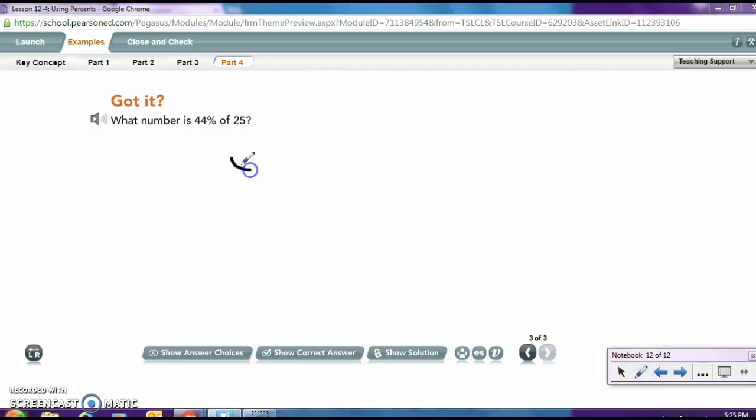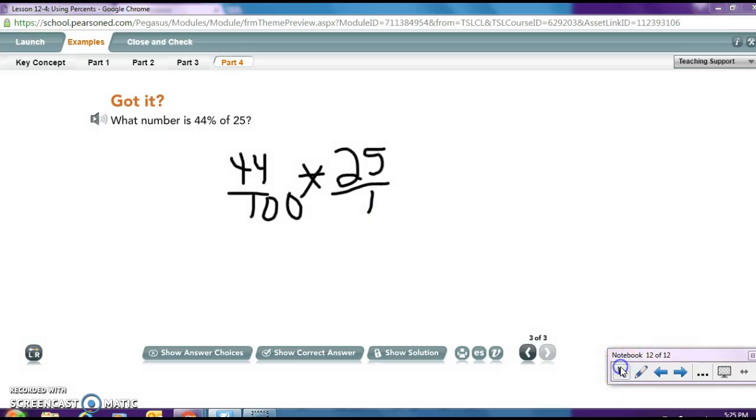What number is 44%? So do 44 over 100. What is 44% of 25? So go ahead, solve this problem. I'll set it up for you. Simplify it, and I would like to see your answer circled. Here are some of your answer choices. Go ahead and freeze your screen. Put this in your notes with the correct answer, and when you are done, you may move on to your homework.